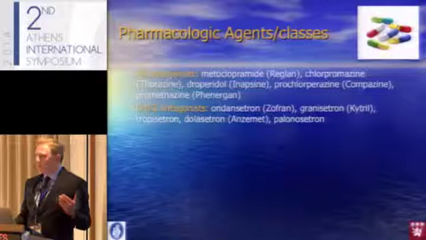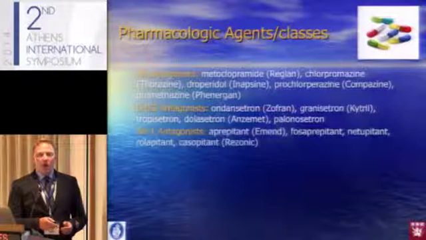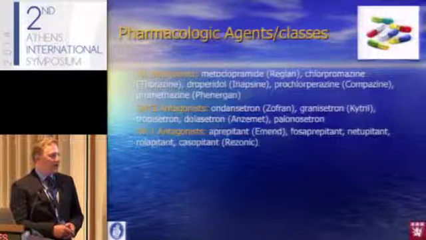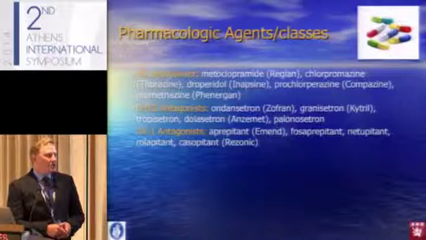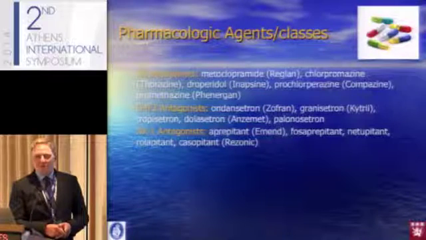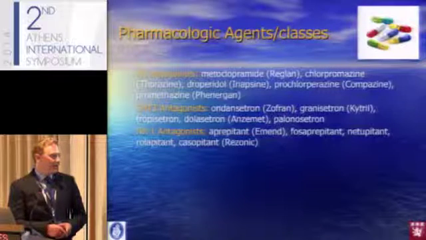So, a half-life of 30 to 40 hours. If you need a drug that has a longer duration, that would be the one to choose. A newer generation of antiemetics is neurokinin type 1 antagonists, which are, for example, aprepitant, fosaprepitant, which is the IV form of aprepitant, netupitant, rolapitant, and casopitant.